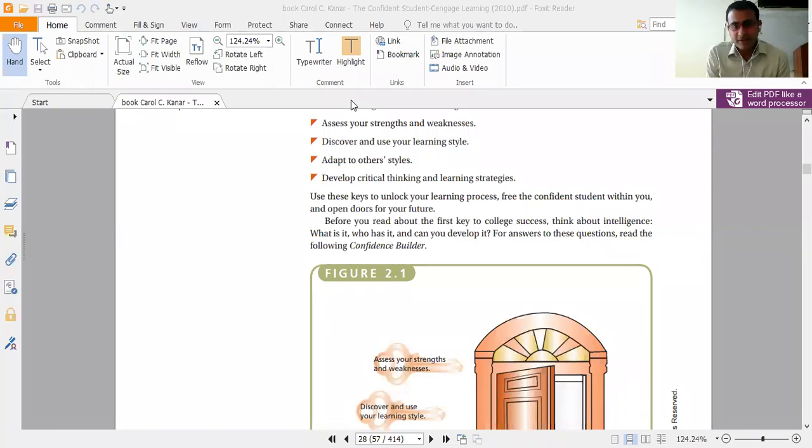Number 2, discover and use your learning style. You should also know what kind of learning style you have, where you feel comfortable, and how you are going to adopt or change yourself for the teaching style that the teacher has adopted. Then adapt to other styles. So you need to be flexible. You need to adapt to change, to the styles of others. Develop critical thinking and learning strategies.